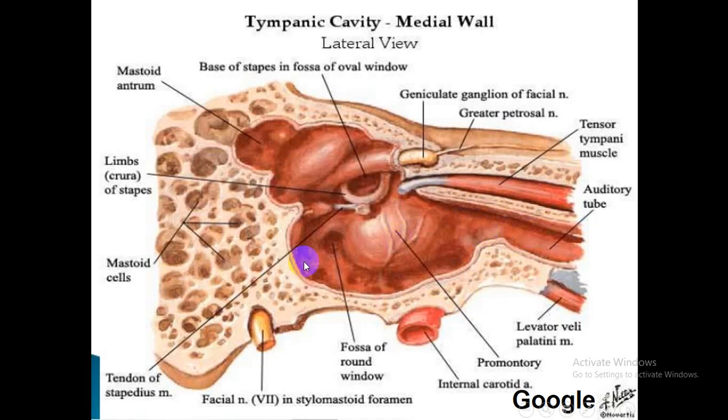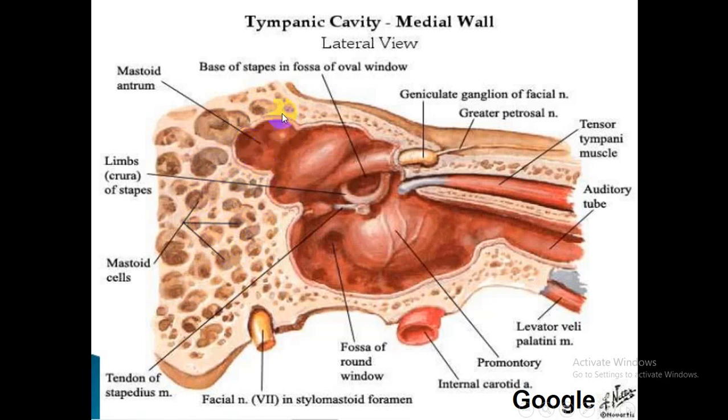Now lastly, the posterior wall. This is the posterior wall. The most important thing we have is the mastoid air sinus at the back. So the posterior wall contains an opening called the aditus, which leads to the mastoid antrum. The mastoid air sinus as a whole is the mastoid air sinus.